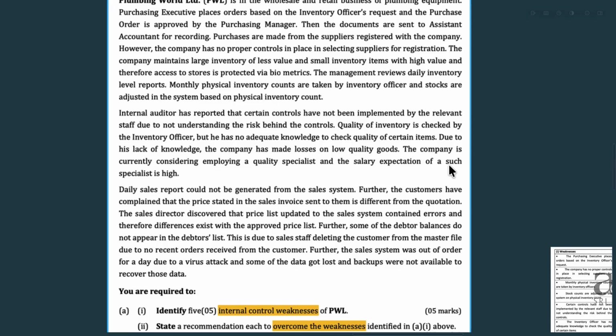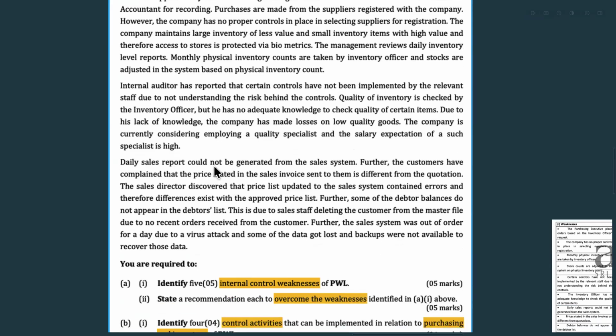Yes, that's usual. And the daily sales report could not be generated from the sales system. So that is the weakness of the system now. They have an application program for the daily sales, but that system is not generating it. We cannot generate it. So that's a deficiency in the IT control system.